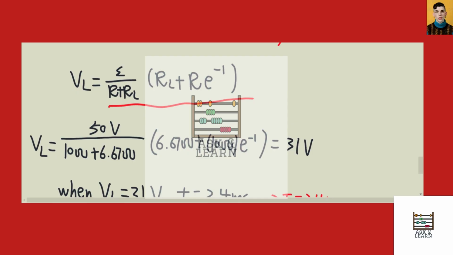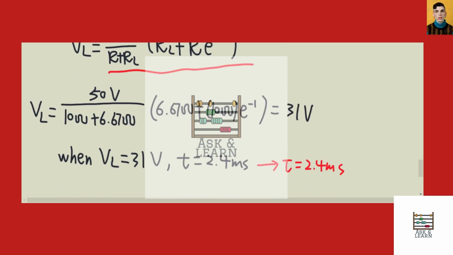Therefore, we can plug in the values to determine the voltage across the inductor, which is 50 volts over (10 ohm plus 6.67 ohm), times (6.67 ohm plus 10 ohm times e to the power of negative 1). This will give us VL is equal to 31 volts. If you take a look at the graph, when VL is equal to 31 volts, the time is equal to 2.4 millisecond, which means that the time constant is equal to 2.4 millisecond.